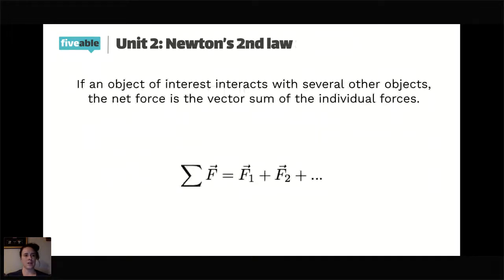In Newton's second law, if an object of interest interacts with several other objects, then the net force is just the vector sum of the individual forces. So our sum of the forces is just F1 plus F2 plus F3 plus and so on. And remember, you always want to add up the individual components, so all your X components, all your Y components, not just add them all up. So it's a vector sum, not just a magnitude sum.